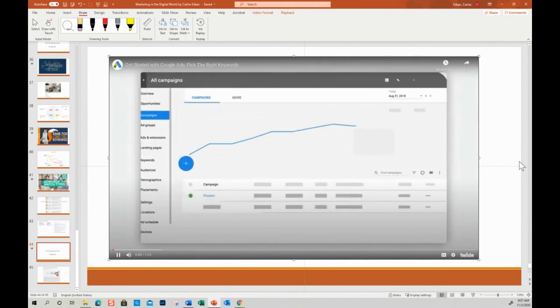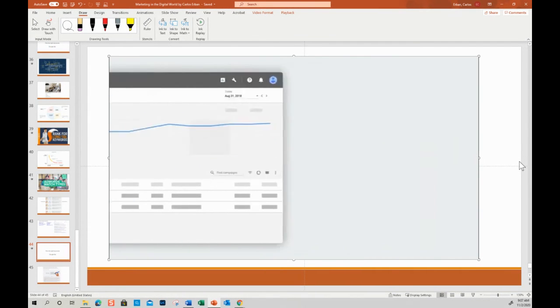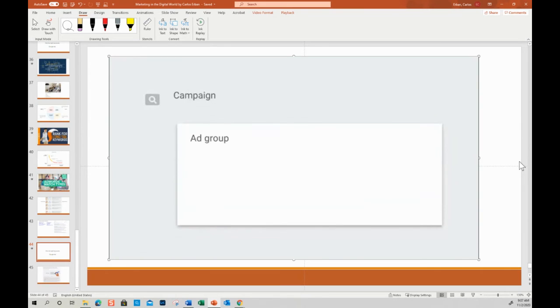So, you've created your first search campaign. The next step is to set up ad groups, keywords, and ads. Let's get started. Now, a campaign is a collection of ad groups.